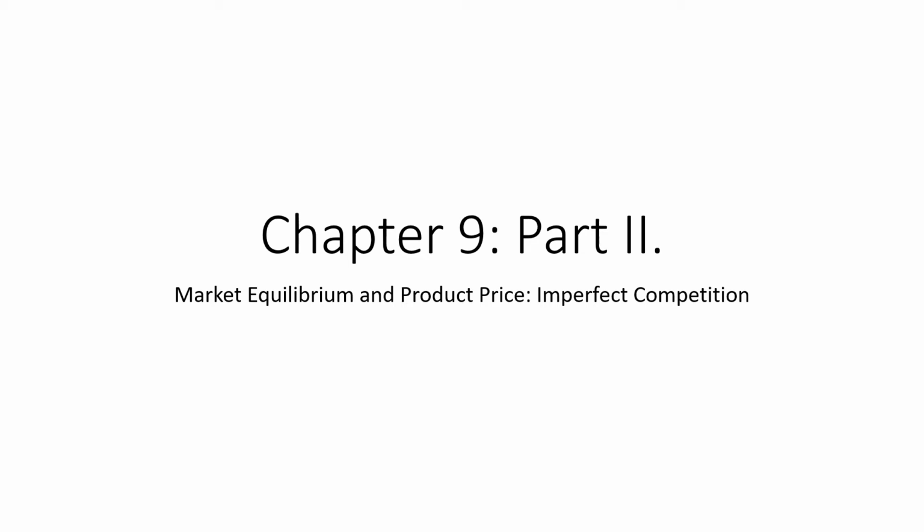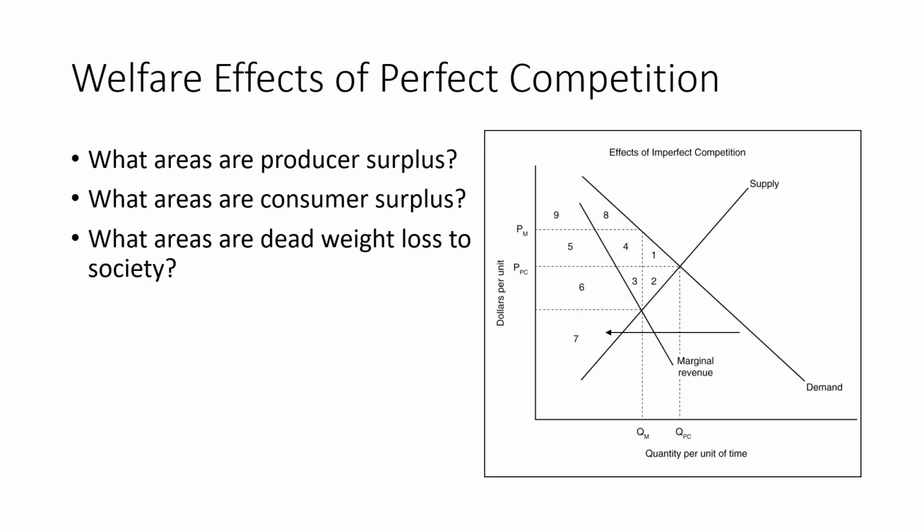We're looking this week at the last half of chapter 9, and we're going to continue our discussion regarding market equilibrium and product price in imperfect competition scenarios. A little bit of review. We're going to do a little bit of comparison between perfect competition and imperfect competition when it comes to producer surplus, consumer surplus, and dead weight loss.